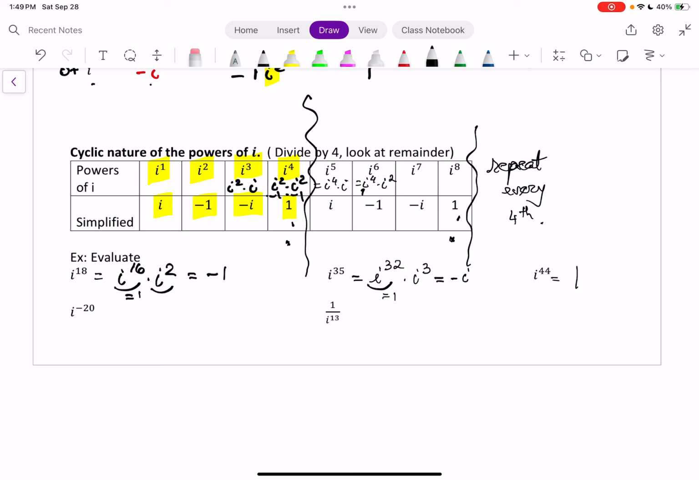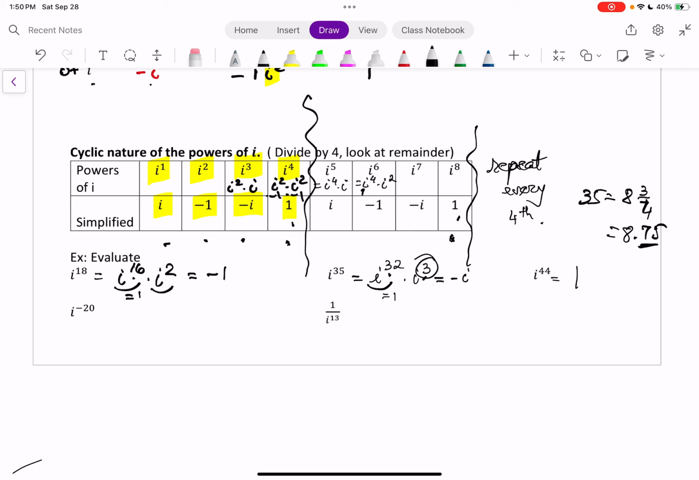Now, one way to do that is to really look at the remainder. The remainder that is left after a multiple of 4 is the one that gives you the clue. So if you take 44 and divide by 4, you get a remainder of 0, so you are at a multiple of 4. If you take 35 and divide it by 4, the calculator might tell you 8 3/4 or 8.75. So you are at 3/4, which means an i to the third. So that's 3 extra i's after a multiple of 4.